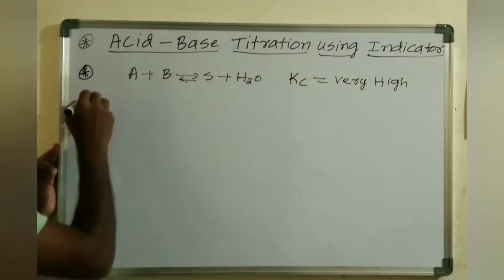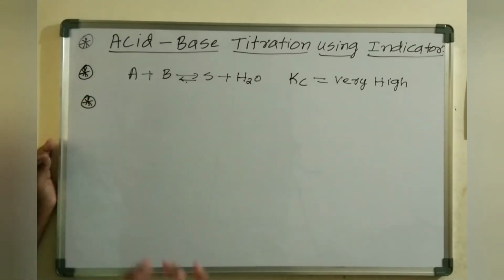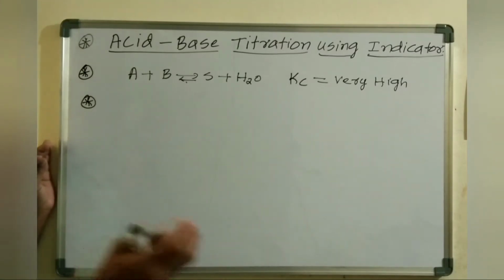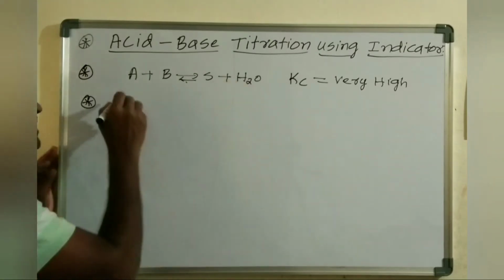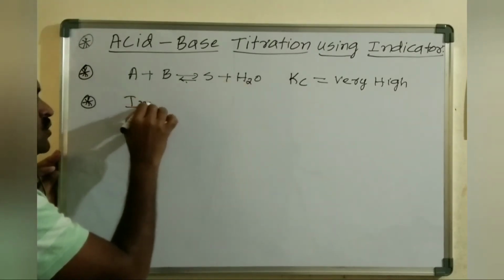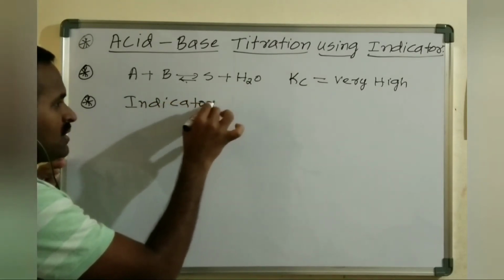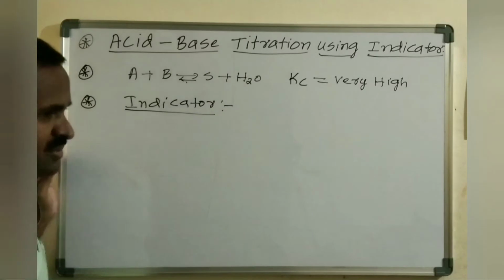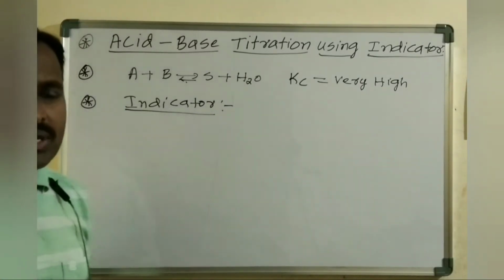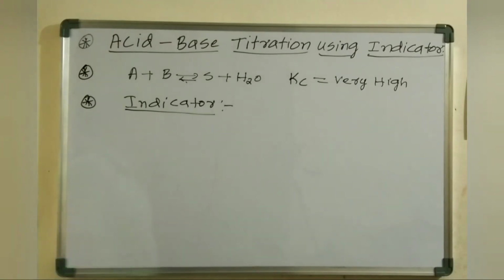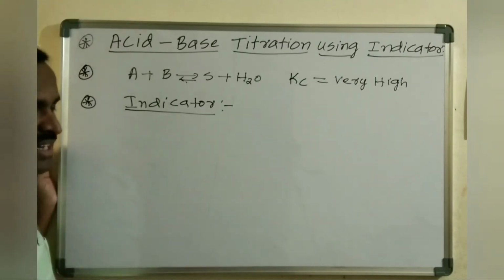An indicator is an auxiliary substance, a chemical substance that can detect a color change or odor change in acidic medium or basic medium. Such a chemical substance is called an indicator.